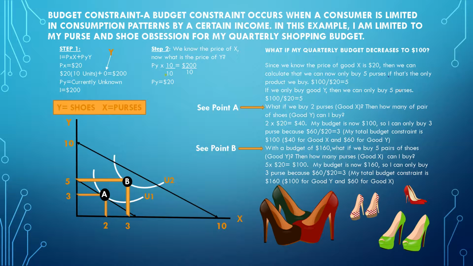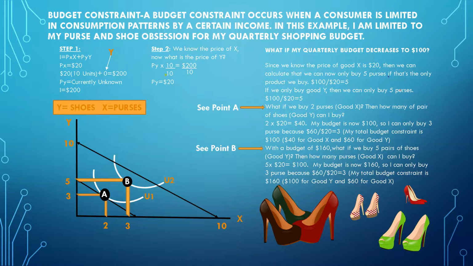What if my quarterly budget decreases to $100? Since we know the price of good X is $20, we can calculate that we can only buy 5 purses if that's the only product that we buy. This is how we figure it. We take our $100 budget constraint and divide it by the cost of the product, and that means we can only buy 5 units of that product. If we only buy good Y, then we can only buy 5 of those goods as well. We calculate it the same way: $100 divided by $20, which is the cost of the product, means we can only buy 5 units.